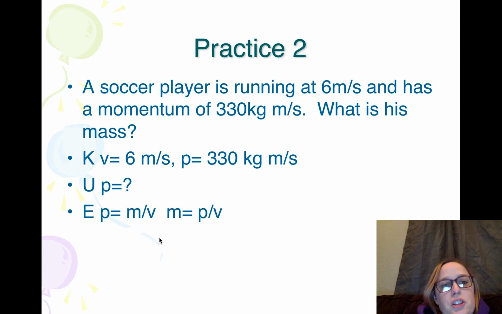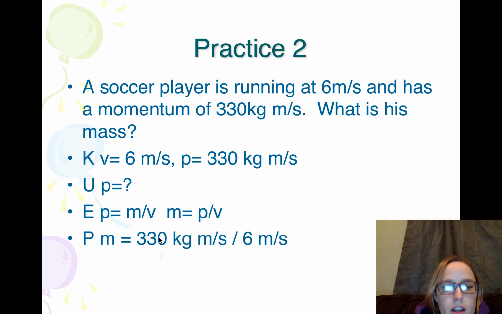So we have our equation, P equals M times V. And to solve for M, we have to divide both sides by velocity, and we end up with mass equals momentum divided by velocity. So that would be 330 kilograms times meters per second divided by 6 meters per second. So you just type 330 divided by 6 in your calculator. And those meters per second will cancel out, and we are left with an answer of 55 kilograms.